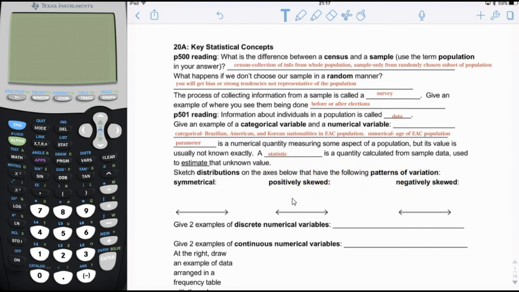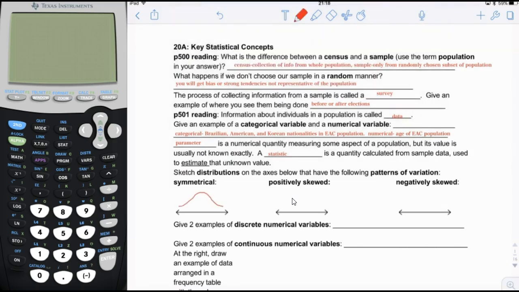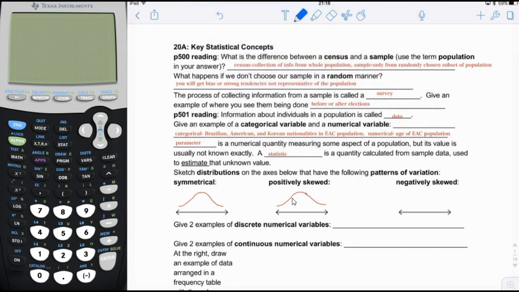So a symmetrical distribution would be any kind of distribution where the left side looks like the right side, like a parabola, some kind of graph in which the left side is reflected over an axis of symmetry. Positively skewed means, let's say you start out with a symmetrical distribution, it's going to get pulled to the right. So instead of being centered, it's got a big long tail on the left side.